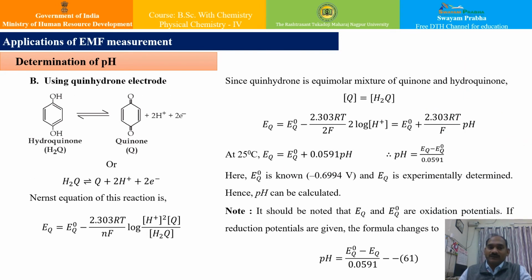Next, we can determine the pH using the quinhydrone electrode. What is quinhydrone? Quinhydrone is an equimolar mixture of quinone and hydroquinone. So a pinch of this chemical is added to the solution whose pH is to be determined, and a platinum wire is dipped into it. The equilibrium is set up, as you can see here, in this fashion.